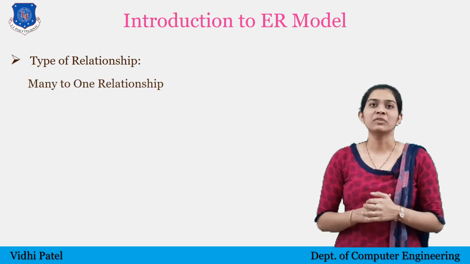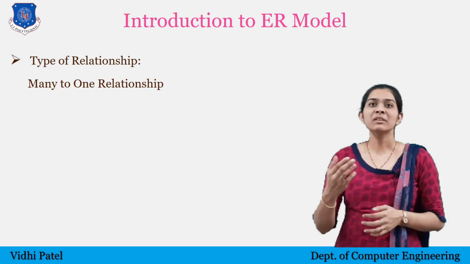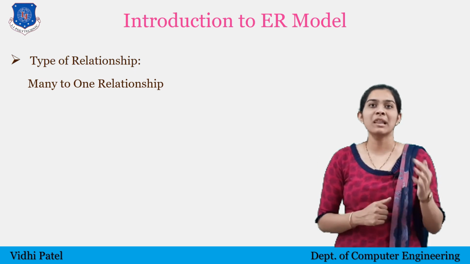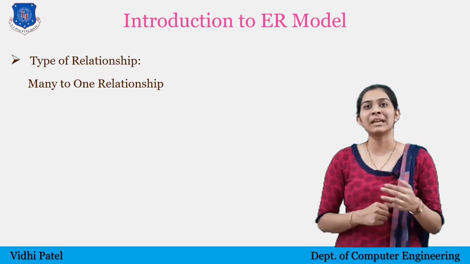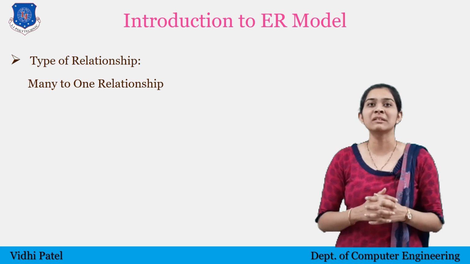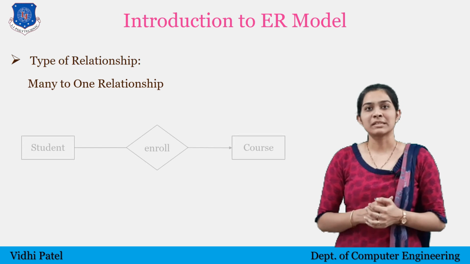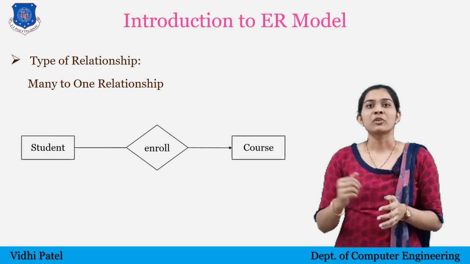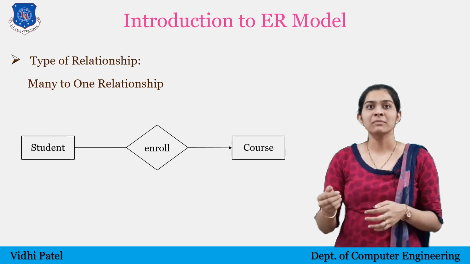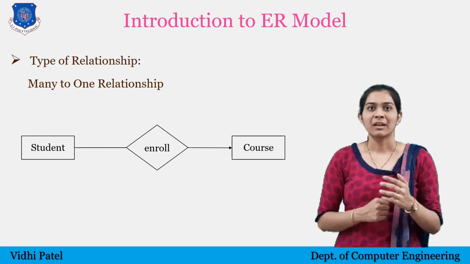Next one is many-to-one relationship. When more than one instance of the entity on the left and only one instance of an entity on the right associated with the relation, then it is known as many-to-one relationship. For example, student enrolls for only one course, but course can have many students.